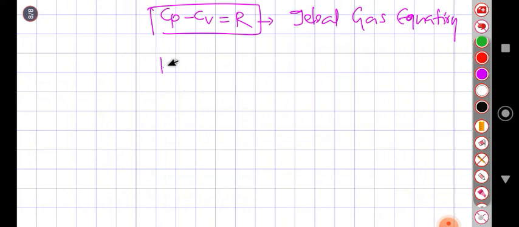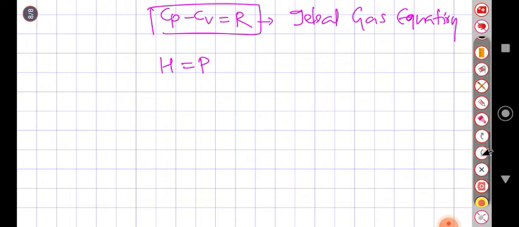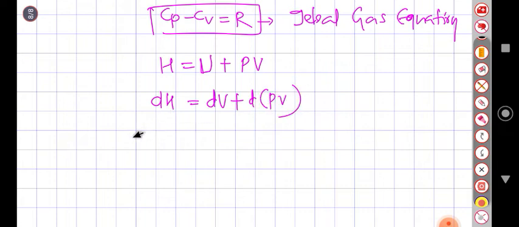From this we can extract this. H is equal to U plus PV, right? So the differential form, if I differentiate it, then I will get dH is equal to dU plus d(PV), right? So what is dH?